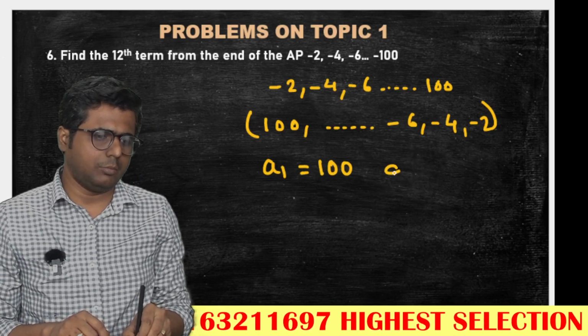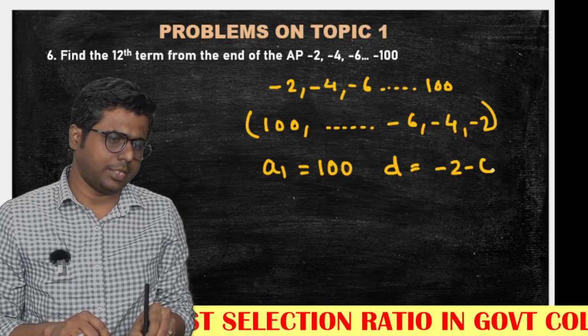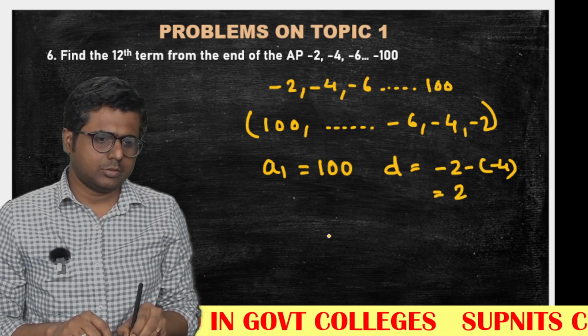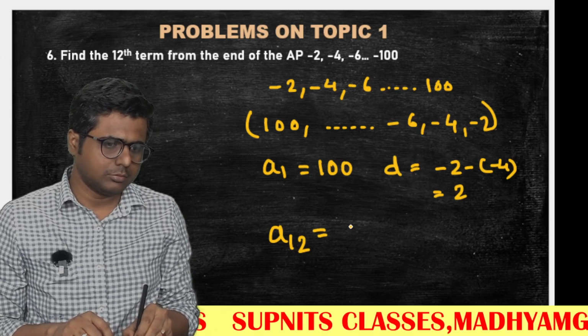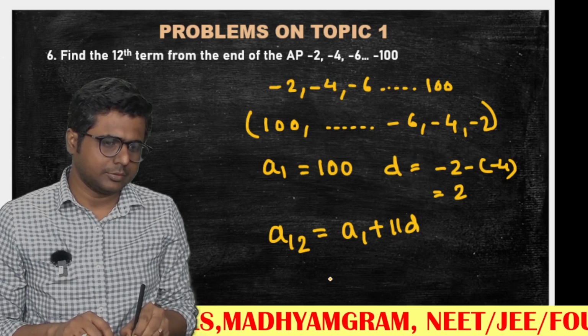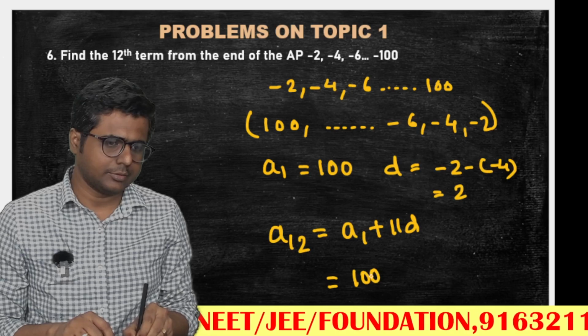What about the common difference? Common difference, I am taking these two terms, minus 2 minus minus 4, that is 2. So you have to find out the 12th term. A12 is equal to A1 plus 11D. Okay. So A1 is 100.